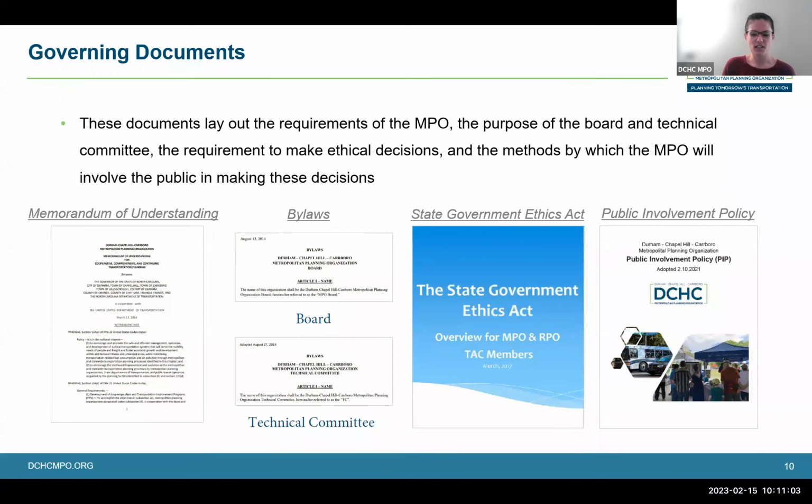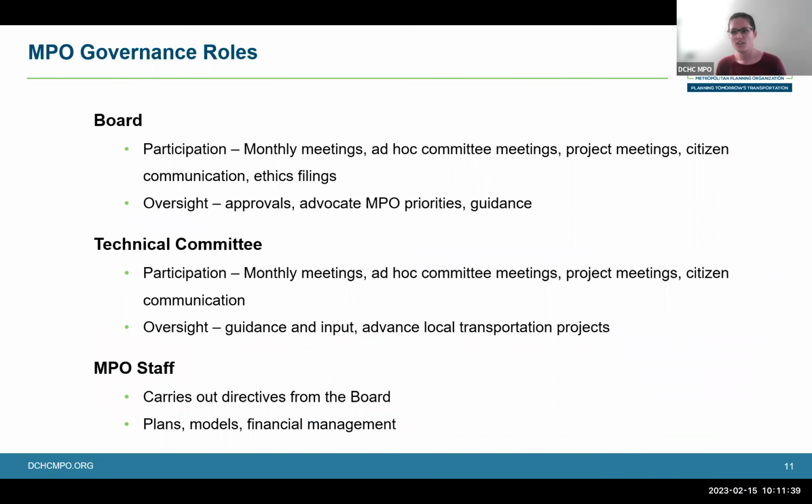For board members, there's actually a requirement to fill out a statement of economic interest, your information for how much you make, and real estate disclosures and things along those lines. And then you also have our public involvement policy, which tells you how much we will be reaching out to stakeholders and why we reach out to them, and who we're trying to reach out to and things along those lines. So governance roles goes back to the board and the technical committee and MPO staff. Those are the main roles.